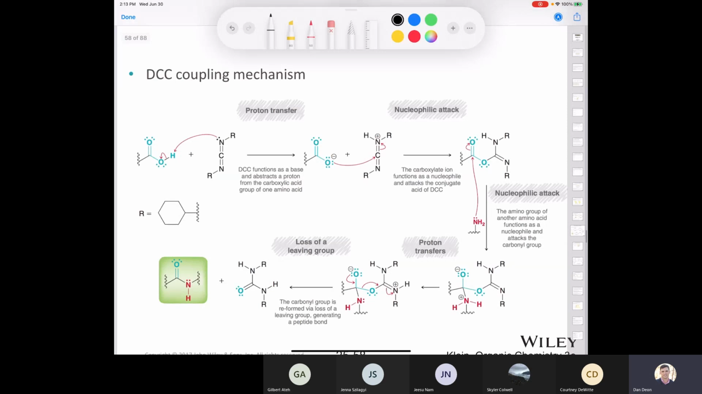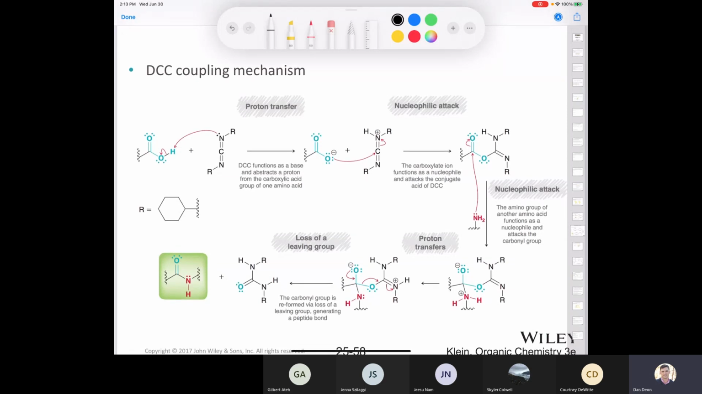Here is the mechanism of DCC coupling. Now, I am not going to ask you this mechanism. I never have on a quiz, never have on an exam, never seen it on an ACS exam. But if you take a look at the main points here, you start with that carboxylic acid. Well, in order for that carboxylic acid to react with the amine as a nucleophile, it's got to be more activated, doesn't it? Because it is not going to be susceptible to a nucleophilic attack. And so we have a proton transfer, and then we have a nucleophilic attack where basically your carboxyl is attached to the DCC molecule, and what that does is it renders it more susceptible to nucleophilic attack by the amine.